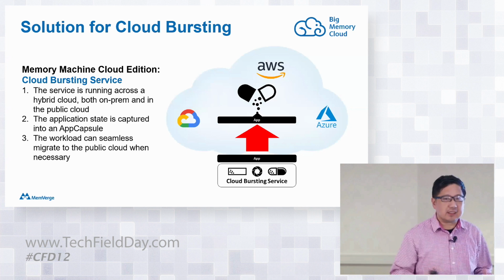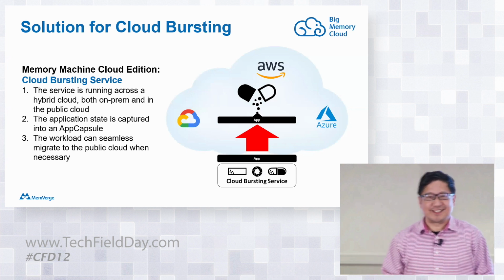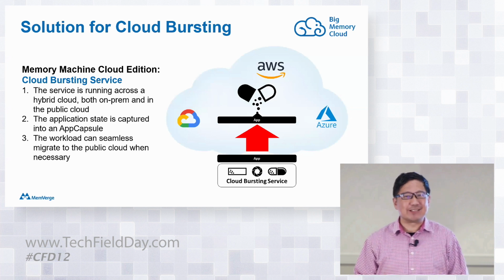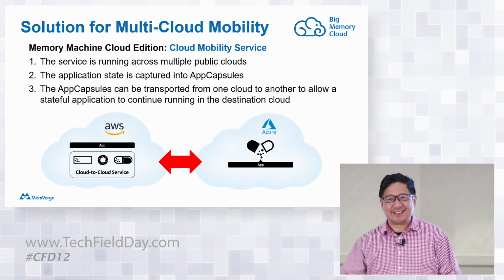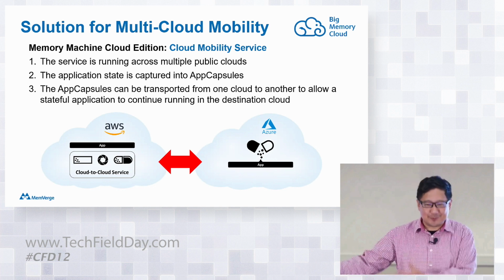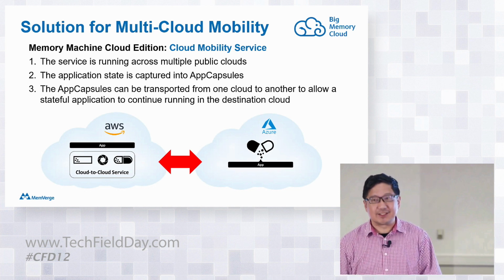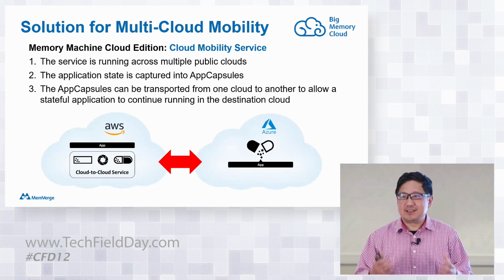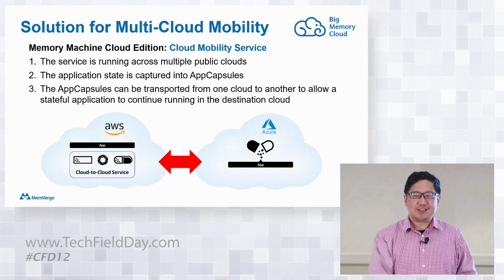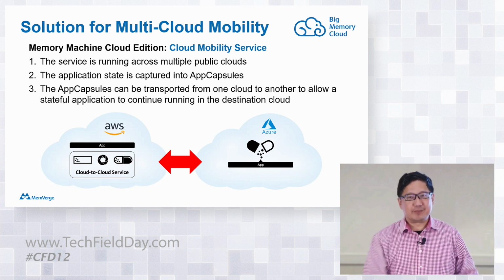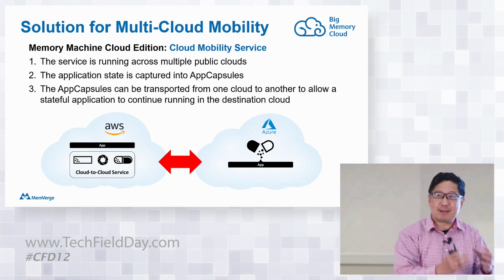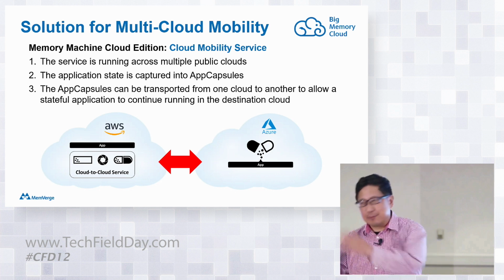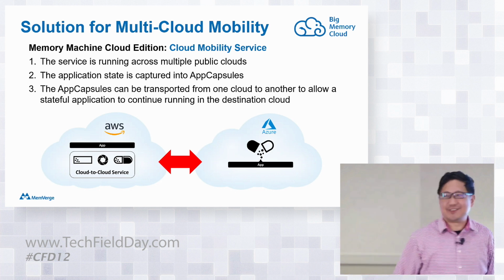The third problem is the cloud locking problem. And stateful application has been notoriously not mobile to be able to move from one cloud to another or from one instance to the other. But using a similar mechanism we can demonstrate that the application can be captured, say it's running on AWS, we can capture the application in app capsule, move to Azure cloud and start the application there. And we can do that in the other direction as well.